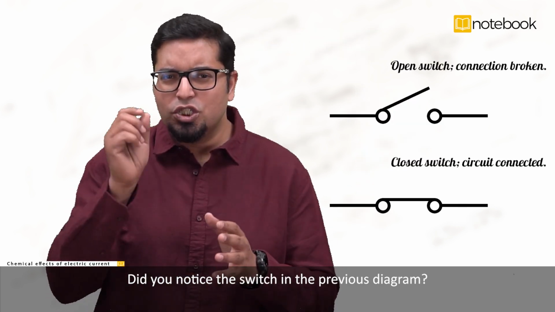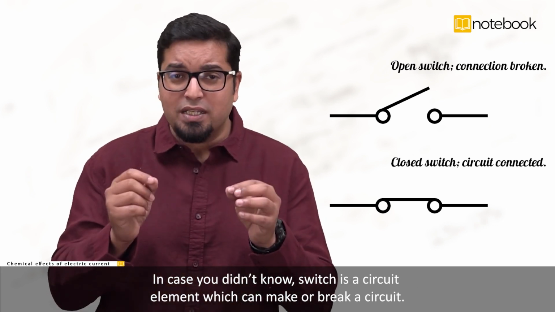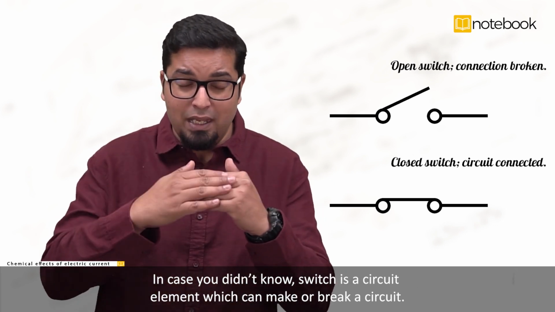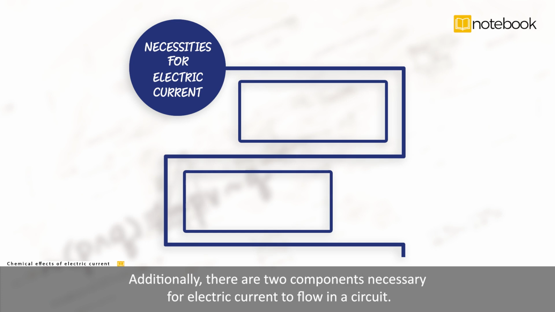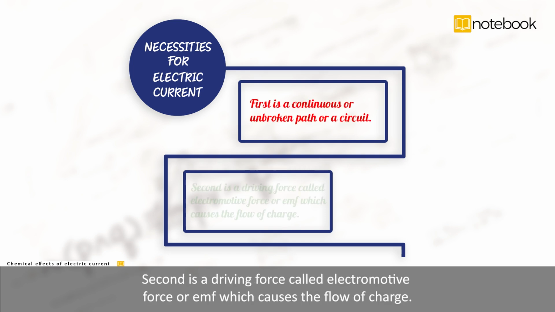Did you notice the switch in the previous diagram? In case you didn't know, switch is a circuit element which can make or break a circuit. Additionally, there are two components necessary for electric current to flow in a circuit. First is a continuous or unbroken path or a circuit. Second is a driving force called electromotive force or EMF, which causes the flow of charge.